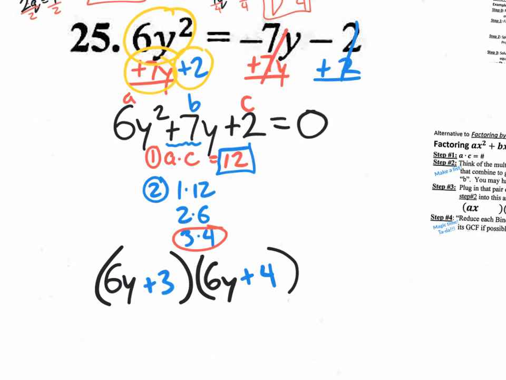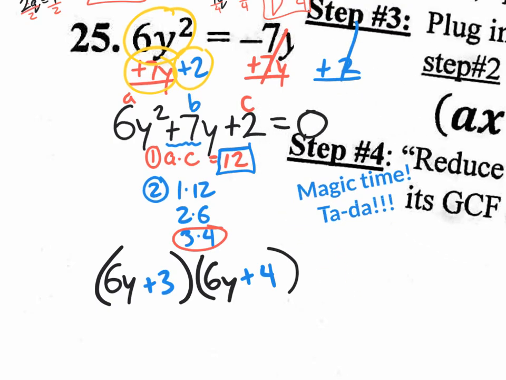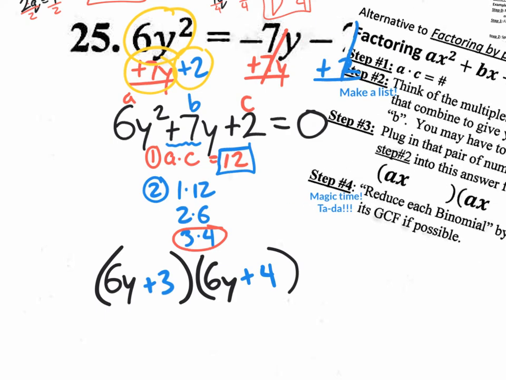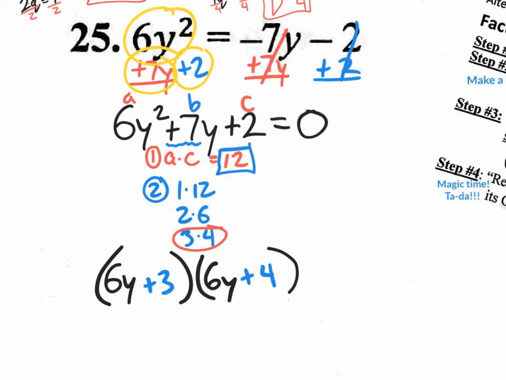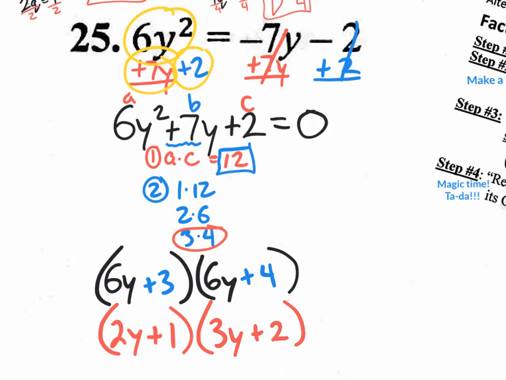Step 4, this is the magical step 4. Magic time. Why magic time? Because you're going to magically divide both terms in there by whatever you can, the highest value. What am I going to divide 6 and 3 by? 3. So when I divide 6 by 3, I only get 2y. When I divide 3 by 3, I get a plus 1. What am I going to divide both of these by? 2. So when I divide both by 2, 6 divided by 2 is 3 with the y, and 4 divided by 2 is 2. This is our factored form. It was equal to 0, it's still equal to 0.